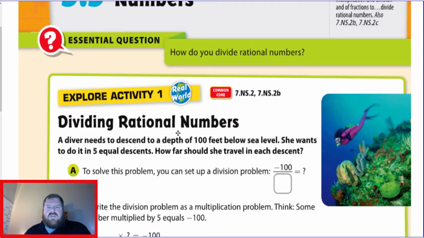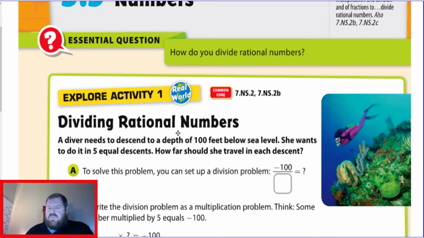So dividing rational numbers is everything that we're talking about today, and it says on this first problem that a diver needs to descend to a depth of 100 feet below sea level, and she wants to do it in 5 equal descents. Now this is typical in diving because you have to regulate your body's internal pressure to the external pressure that you get when you go deeper and deeper. You kind of have to pop your ears, and there are some other things that you have to do as well. So in this problem, how far should she travel in each descent?